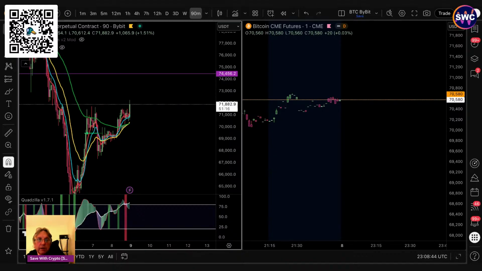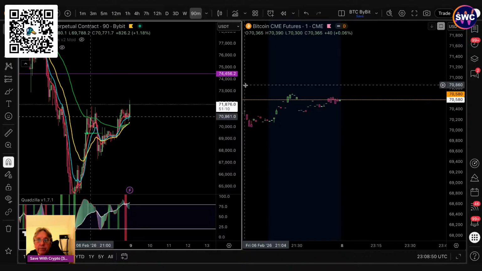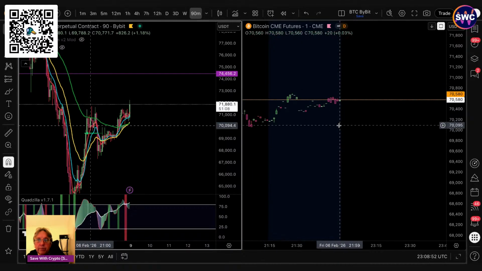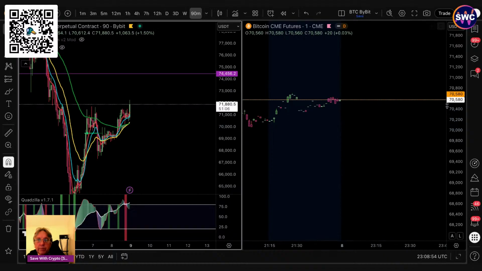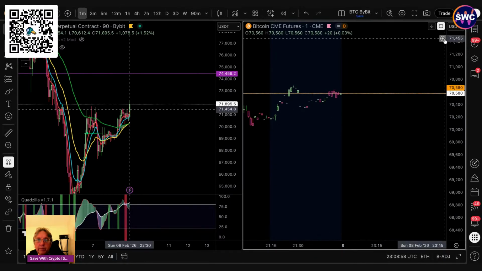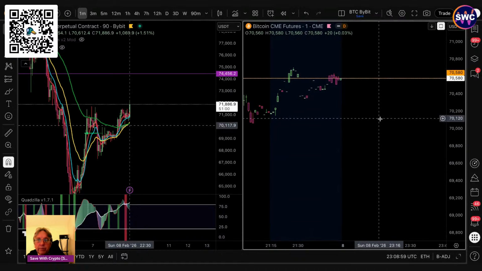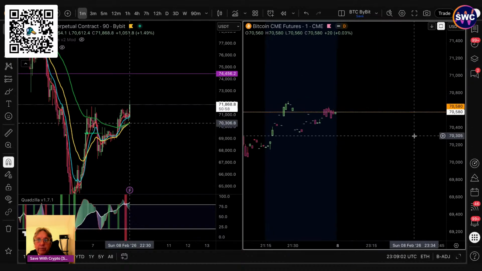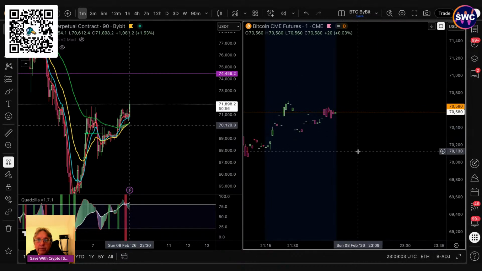This is looking good. So we should see that number change there from 75.80 to something else. It does mean that the CME close is now below us.